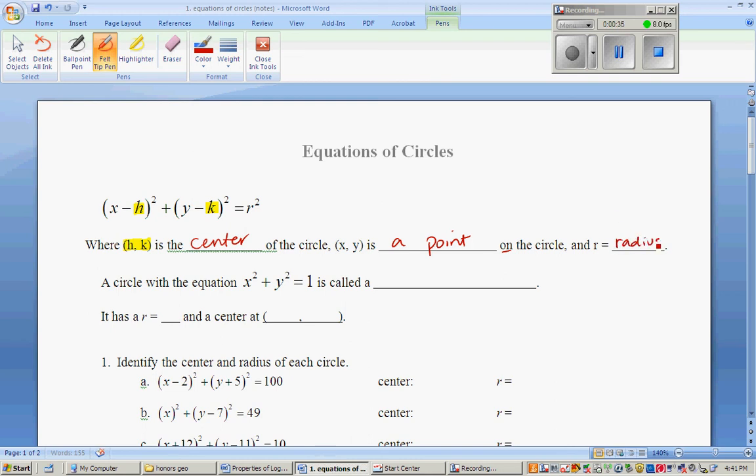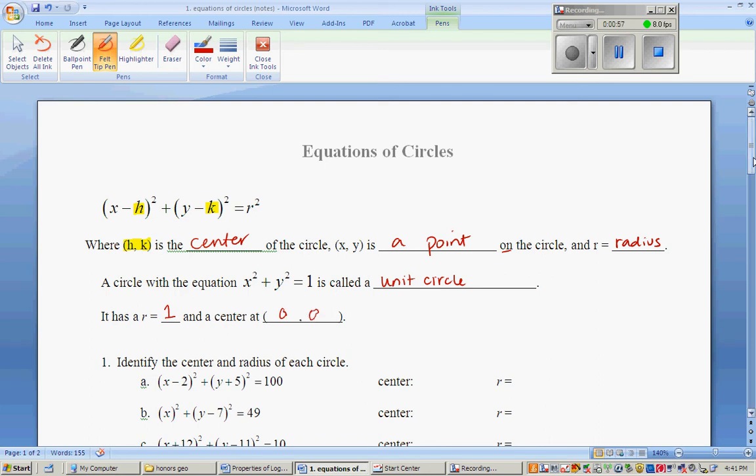Just so you know, a circle with the equation x squared plus y squared equals 1 is called a unit circle. We're not going to concern ourselves that much, but it does show up here and there, and I want you to know what it is. It has a radius of 1, and since there are no numbers in with the x and the y, it has a center at 0, 0.